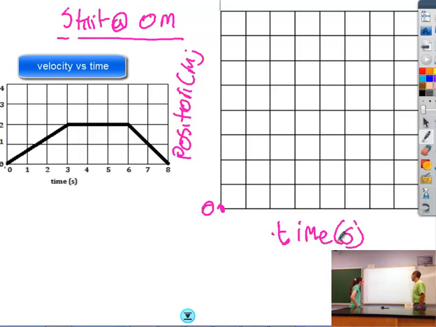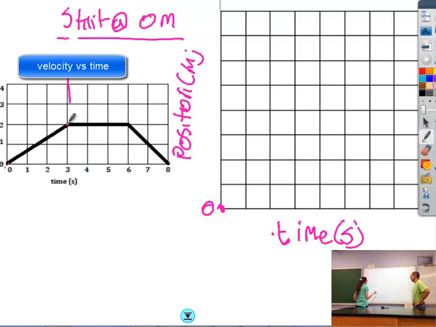Okay, for the first section of the graph, I'm speeding up. I start at 0 and I end up at 2 meters per second. So I'm not going to have just a straight line, I'm going to have a curved line. Now, how do I figure out how far I went?